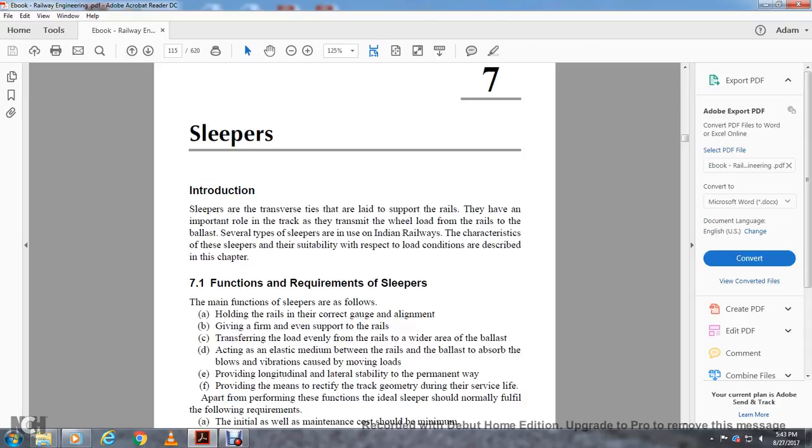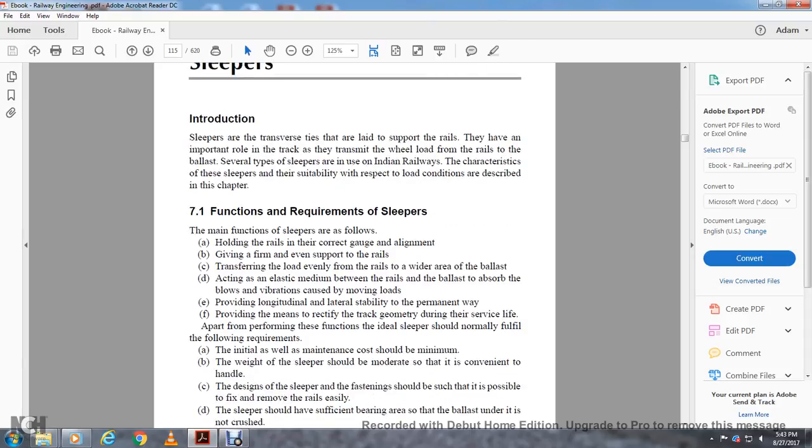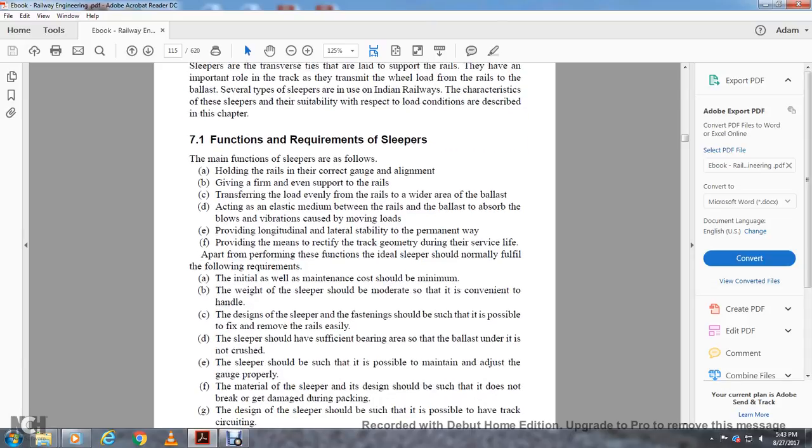Ideal sleepers should normally fulfill the following requirements. The initial cost and maintenance cost should be minimum. The weight of the sleeper should be moderate, so that it can be conveniently handled. The design of the sleeper should be such that the fastening makes it possible to fix and remove the rails easily. The sleeper should have sufficient bearing area so that the ballast under it is not crushed. The sleeper should be such that it is possible to maintain and adjust the gauge properly. The material of the sleeper.